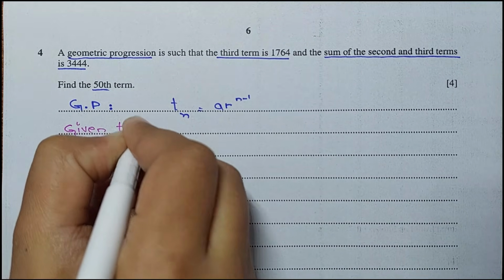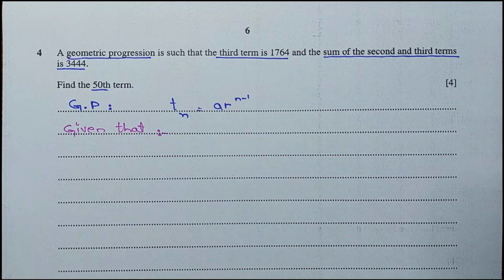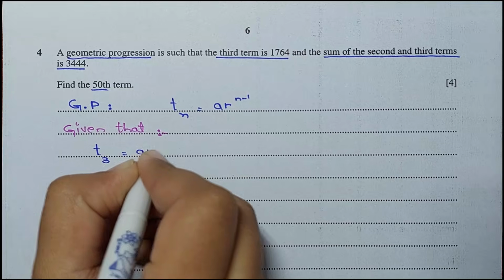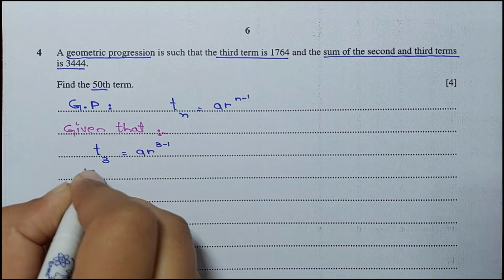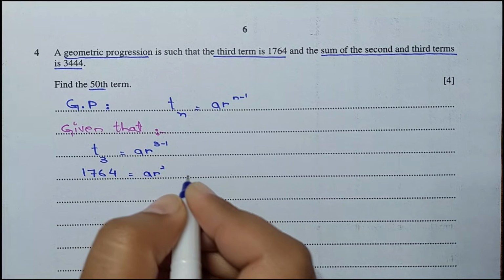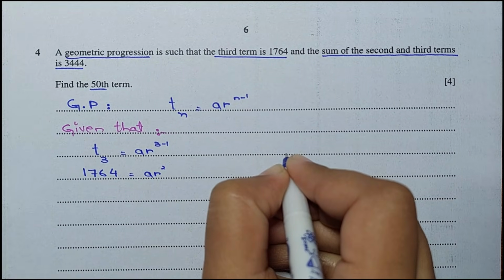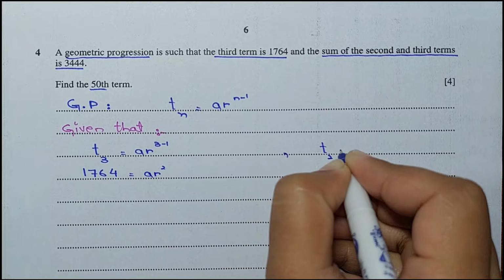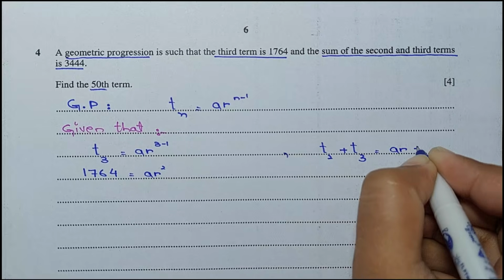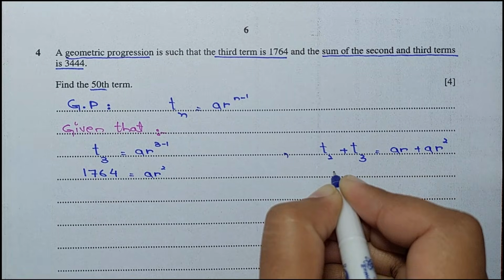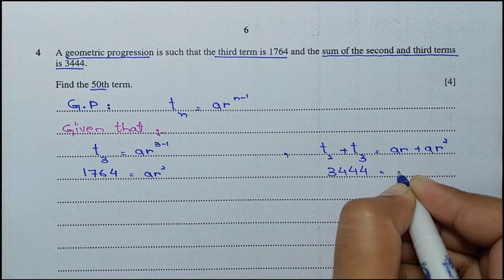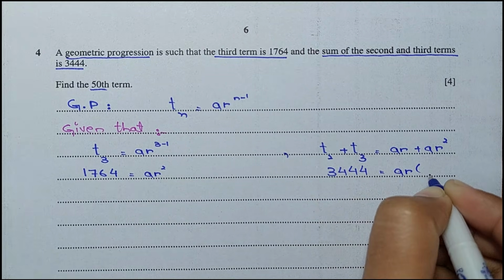Given that the third term t3, which is ar^(3-1), is 1764, that is ar². Now the sum we have been given, the sum of the second term and the third term, which is ar and ar², is 3444, which is ar plus ar².